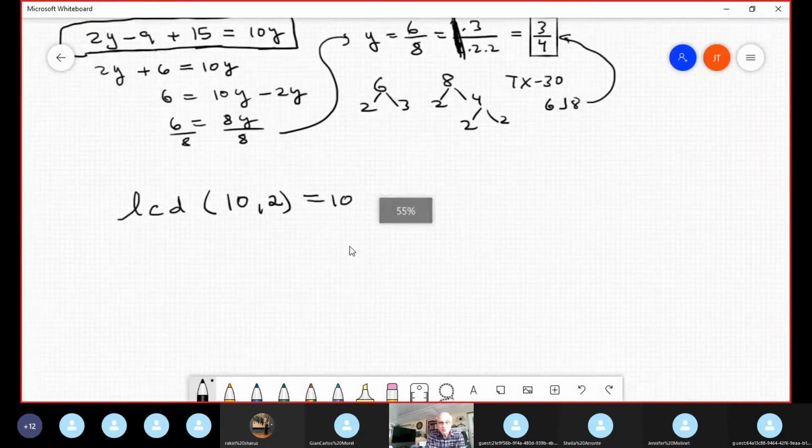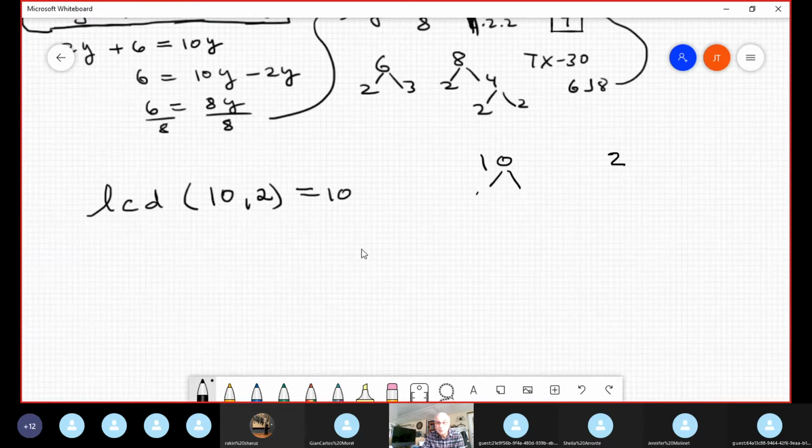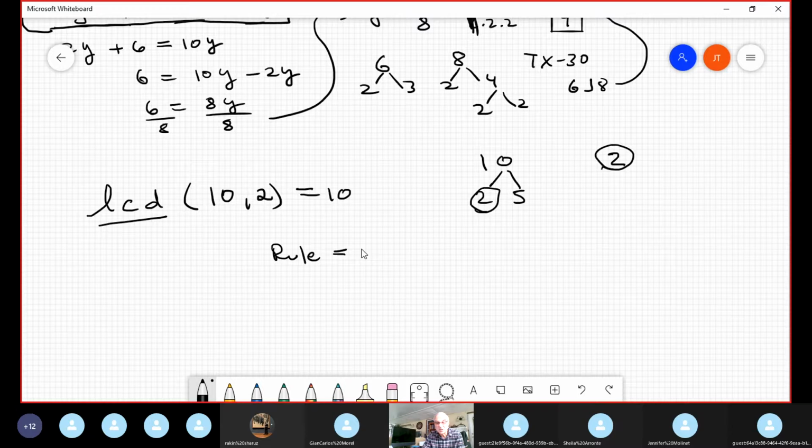Look, to find the least common denominator, there are many ways to do that. However, the easy way is you take 10 and 2 and break them down in prime factorization: 2 and 5, and 2 is a prime, stays the same. And what is the rule for finding the least common denominator? The rule is you take every factor, but when you have repetition, in this case 2 is repeated, you take it only one time. So don't forget every factor.